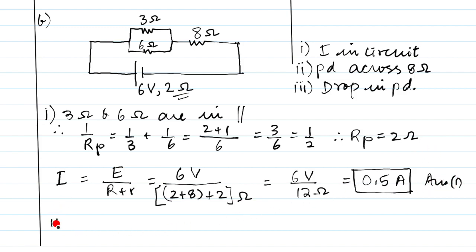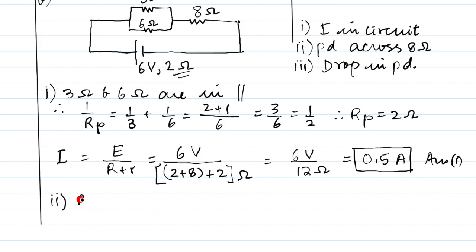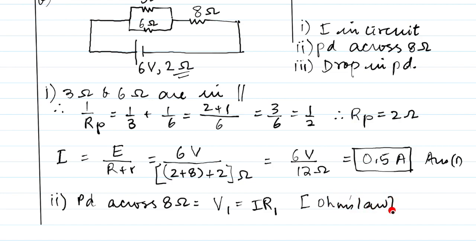Our second part will be PD across 8 ohm, and let us say that is V1 is equal to IR1, according to Ohm's law. The current in the circuit is 0.5, means half, multiplied by R1, means this 8. So that will give us 4 volts, and that is our answer 2.